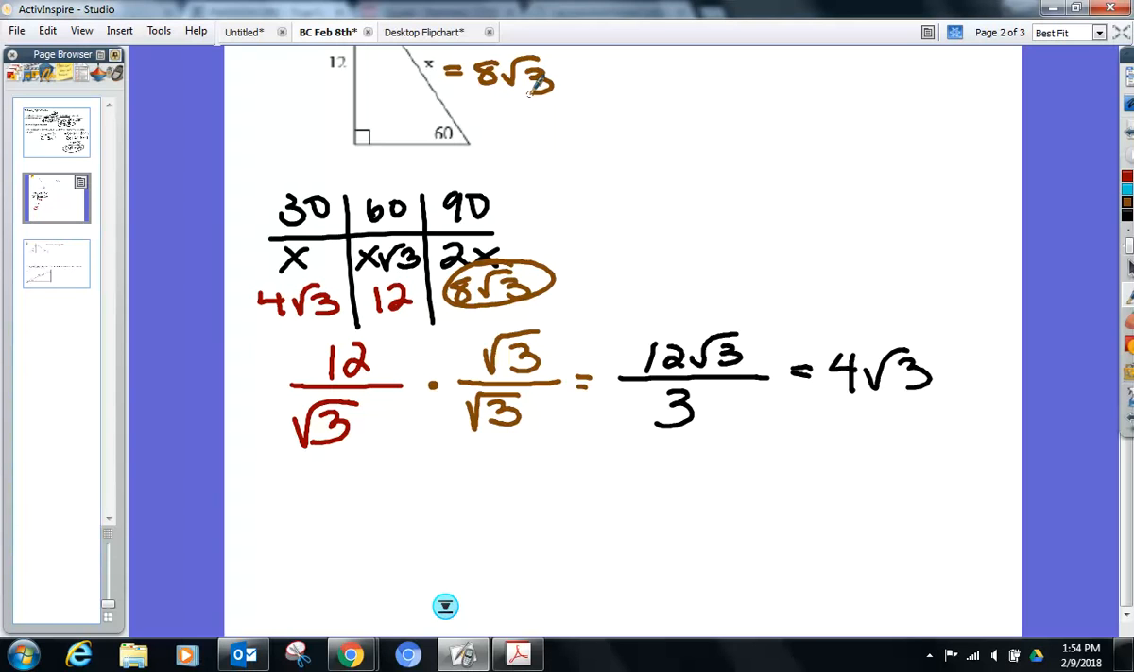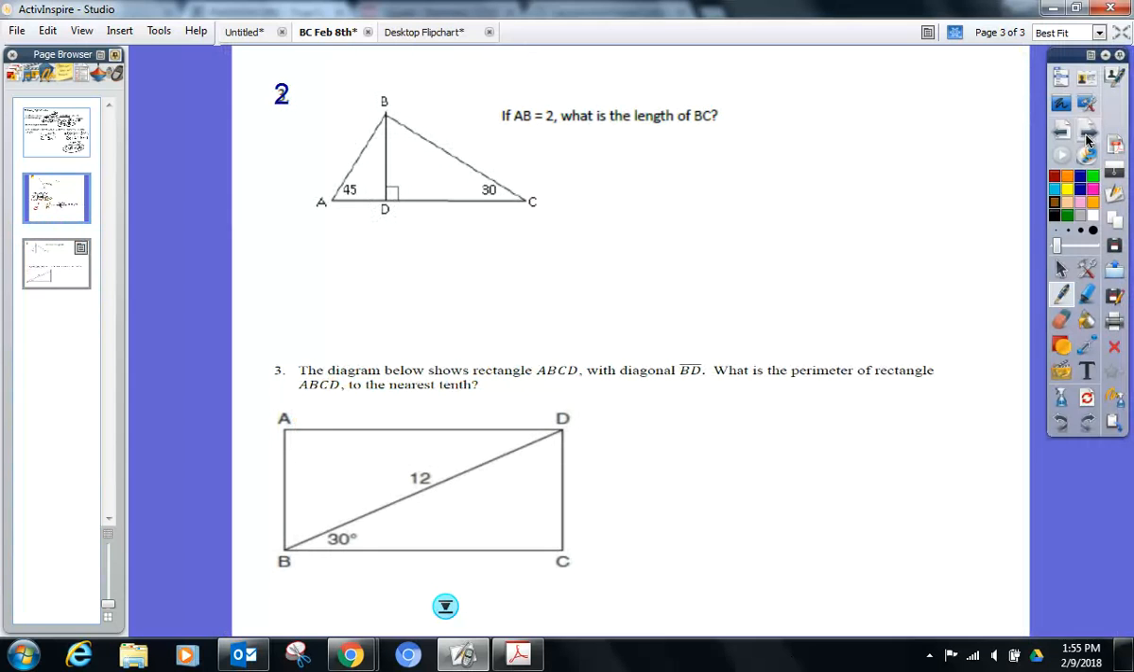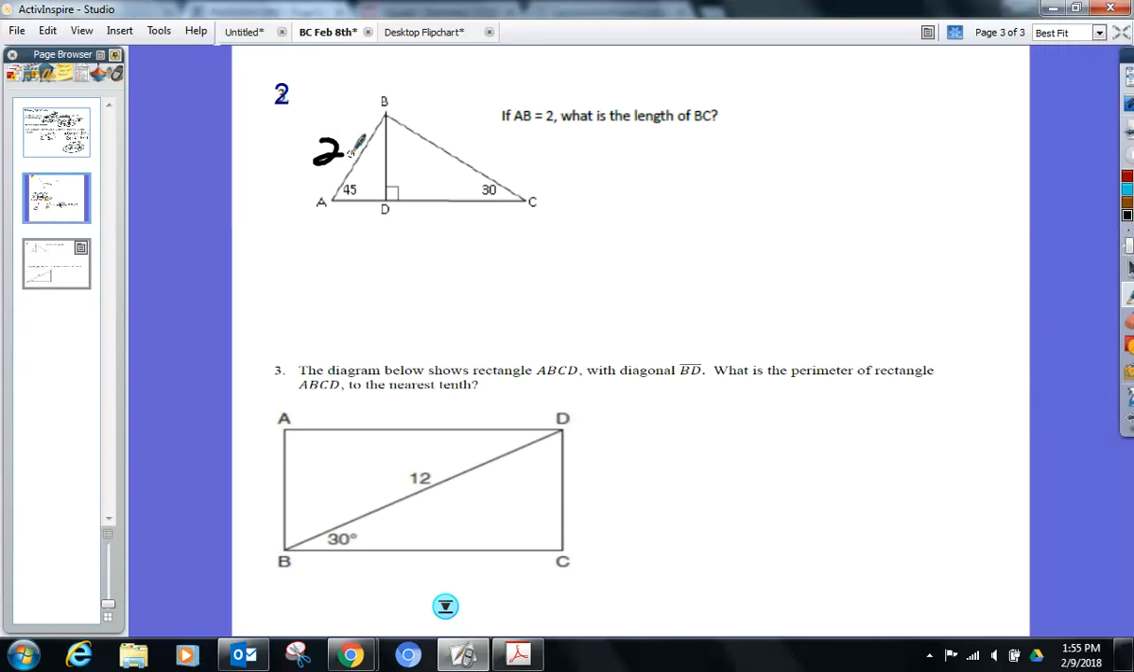Any questions from you guys? Okay, not a big deal. It's just some radical algebra. All right, AB is 2. What's the length of BC?